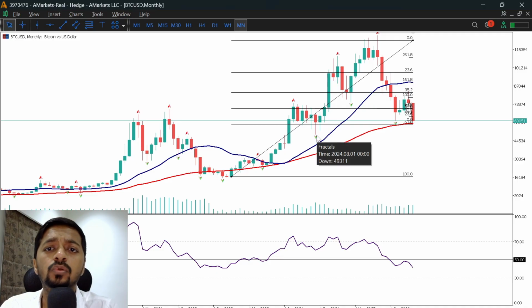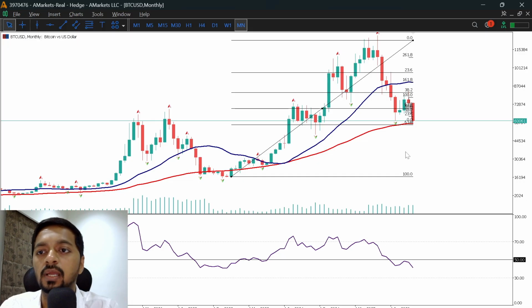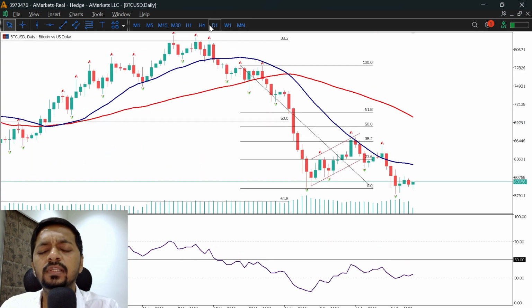In case of price closing below this level, that would definitely be a painful scenario, and then we can expect the 38,000 to 40,000 level. That would be the 78.6 Fibonacci level. So at this point of time, short term, long term and medium term, all three trends are indicating the downward trend to continue.